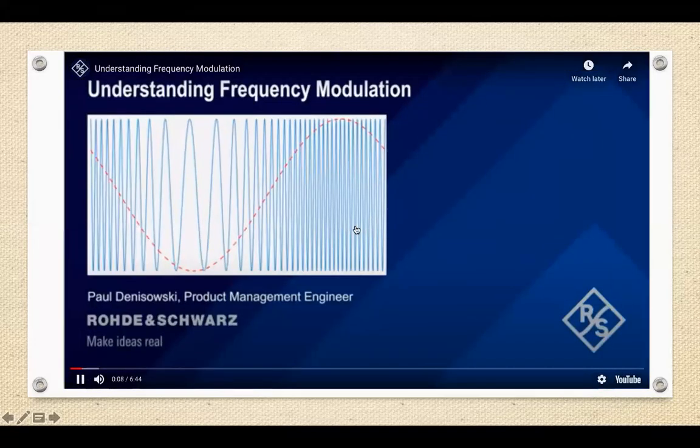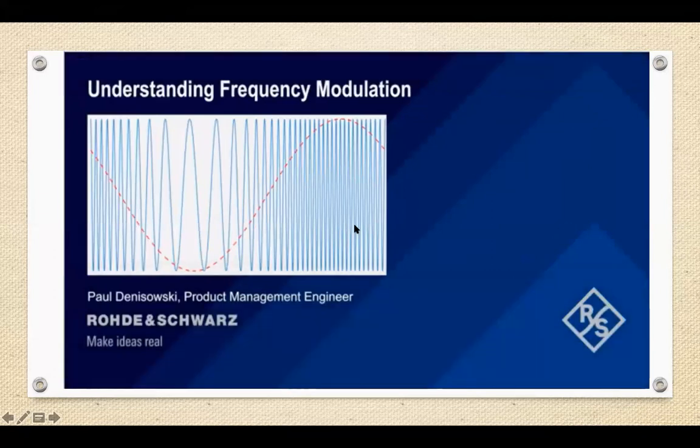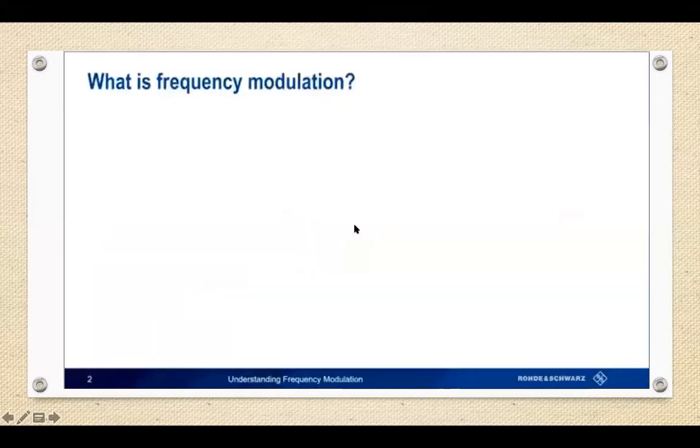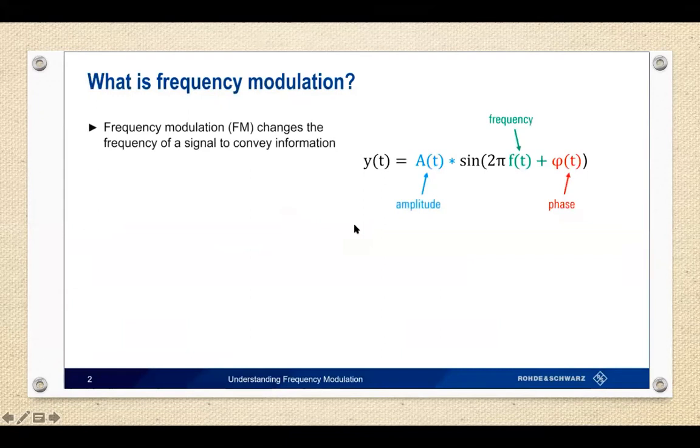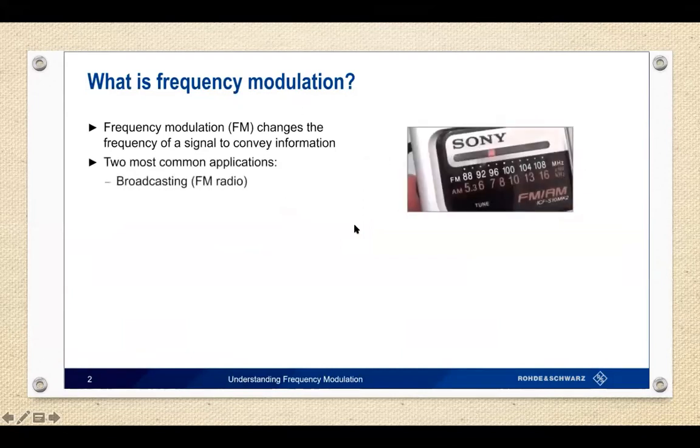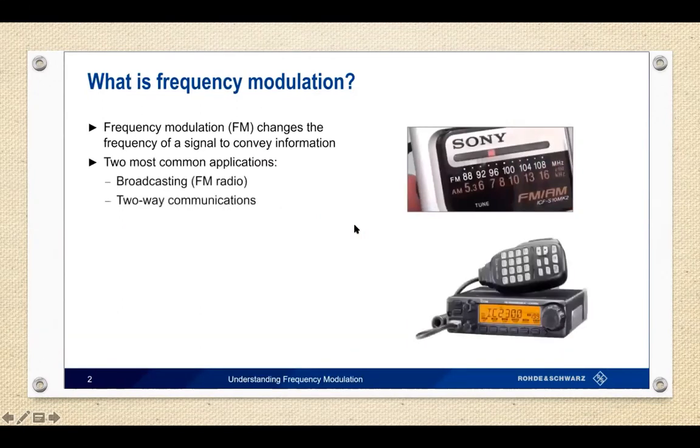Frequency modulation, including related concepts such as frequency deviation, deviation ratio, and the difference between narrowband and wideband FM. Modulation is the process of varying a transmitted carrier in order to convey information. There are three things we can change about a sine wave: its frequency, its phase, and its amplitude. In frequency modulation, or FM, we convey information by changing the frequency of the carrier. The two most common applications of frequency modulation are commercial FM broadcasting, or FM radio, and local two-way communications.